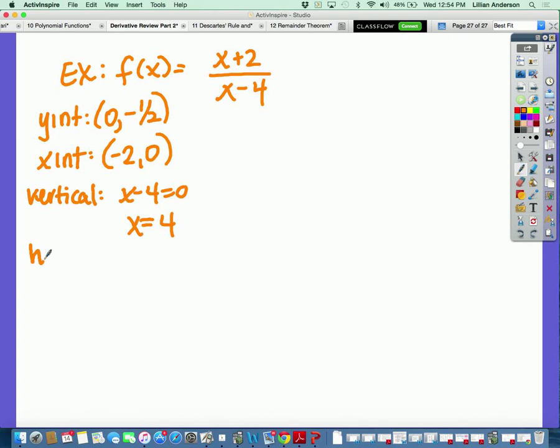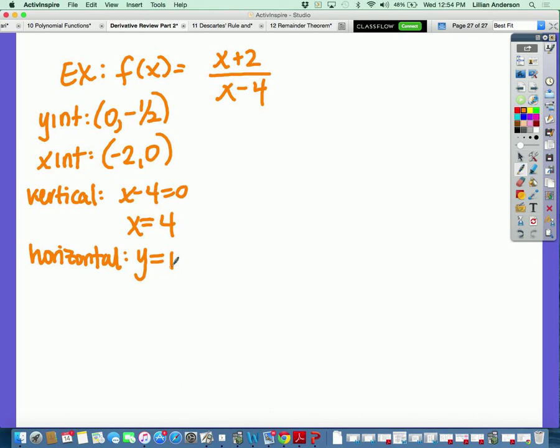And what about our horizontal? You look at the power, the degree. It's the same, so you look at the coefficients. They're the same, so the coefficients are 1 over 1, which is just 1. So you have y equals 1.